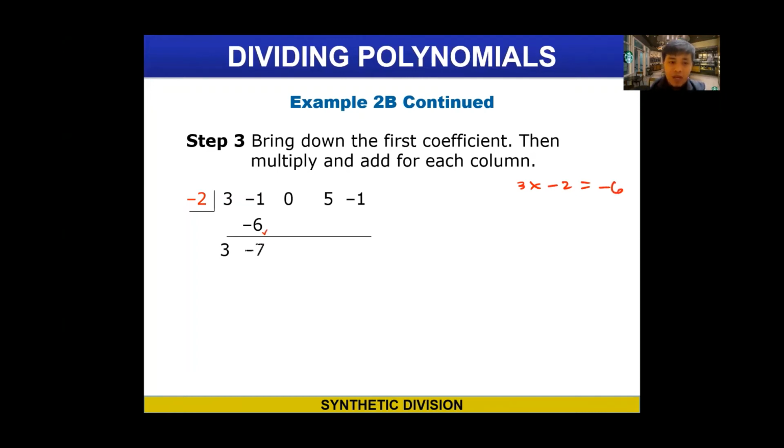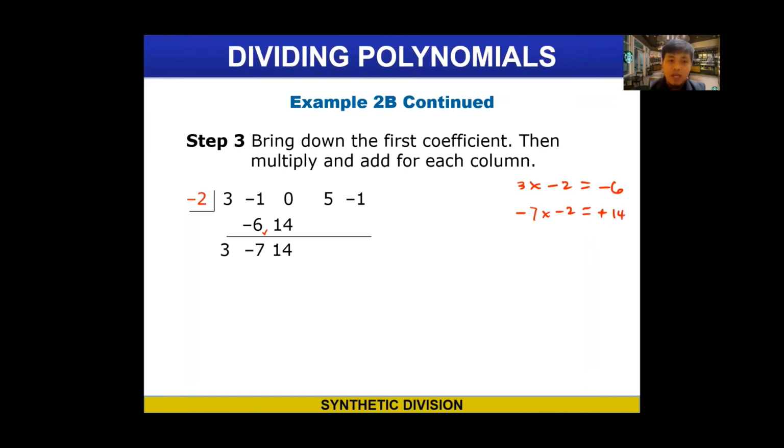Next, after that, we add negative 1 plus negative 6, which becomes negative 7, and then we repeat the multiplication: negative 7 times negative 2. So that's a positive 14. We place it there. Then we add again, 14 plus 0 is 14.